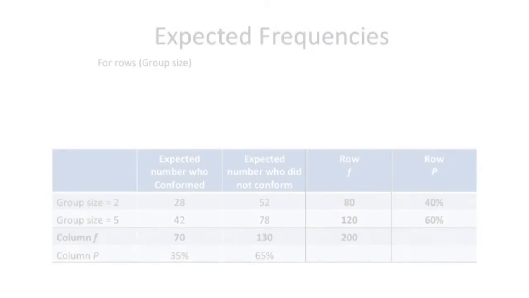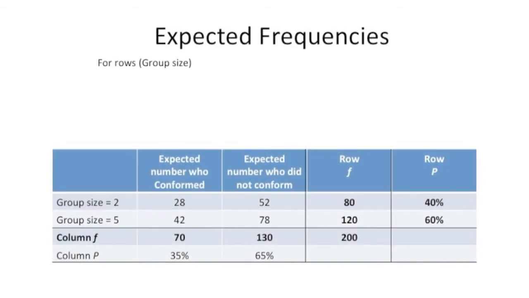The same approach to calculating the expected frequencies can be taken if we go the other way and look at the proportions across group size, as shown here. Proportions for group size are the row proportions in the final column. 80 people were exposed to group 2 out of a total of 200 people. That's a proportion of 40%. 120 people were exposed to group 5 out of 200 people. That's a proportion of 60%.